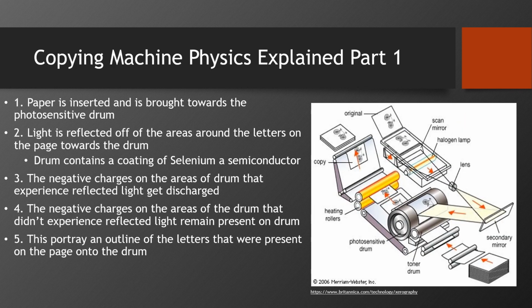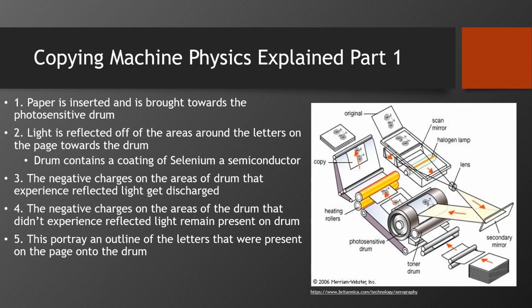Now that we have a good understanding of electric fields and electric forces, we can understand the process behind a copying machine. Initially, we insert a page into the copying machine and it is brought down to the photosensitive drum via a roller. Then a halogen lamp directs light onto the page. The light is reflected off of the areas around the letters on the page towards the drum. The drum contains a coating of selenium, which is a semiconductor.